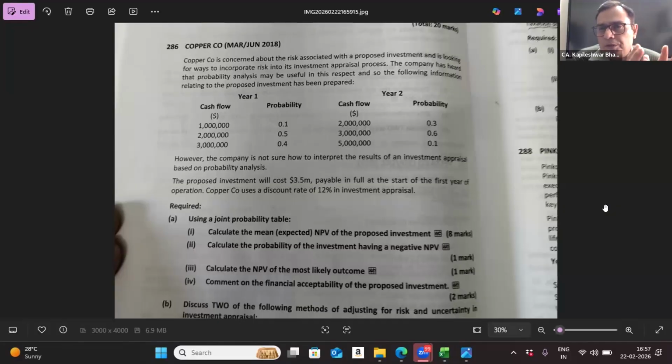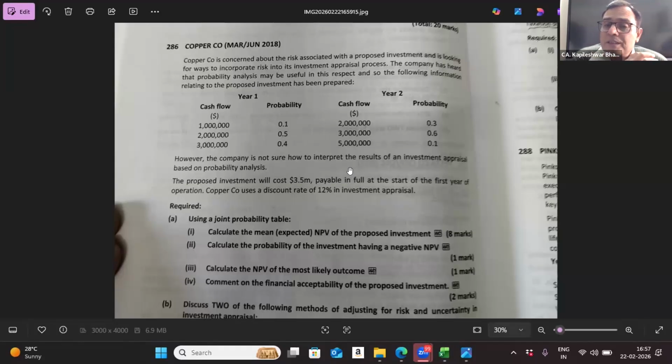Now, I've got a quick question to ask you. Mind the question. Let's say requirements A, 2, 3, 4 are not there. Can I simply take a weighted average cash flow for year one and a weighted average cash flow for year two? If requirements A, 2, 3, 4 were not there, can I directly consider a weighted average cash flow for year one and two? Yes, we can.